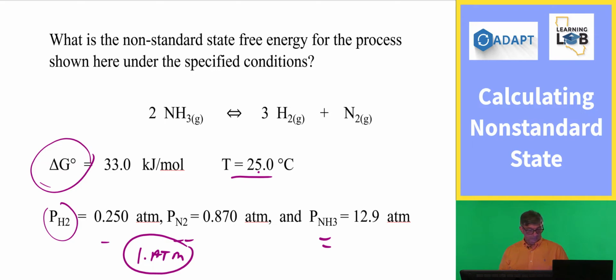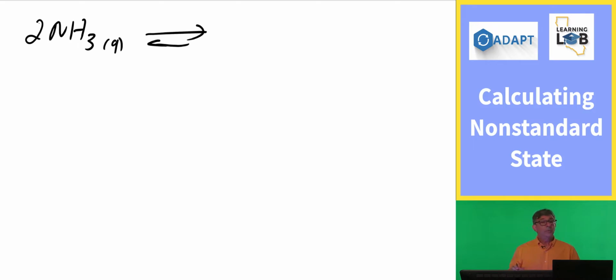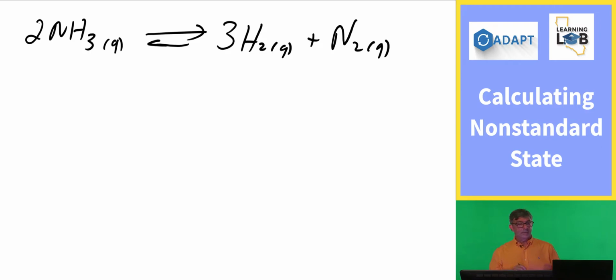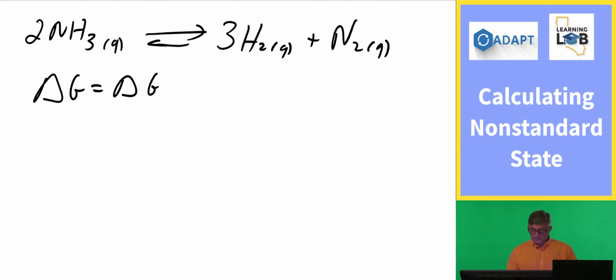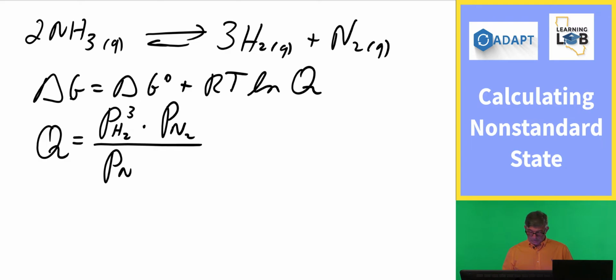Then we have to go to the generalized equation. Let's write our reaction down: ammonia in equilibrium with H2 gas and N2, in an equilibrium process but not at chemical equilibrium. Delta G equals delta G naught plus RT ln Q, our reaction quotient. The reaction is reversible, we're not at chemical equilibrium, and we're asked to identify what that free energy is. So we identify Q, which equals H2 cubed multiplied by N2, based on the law of mass action, divided by ammonia squared.